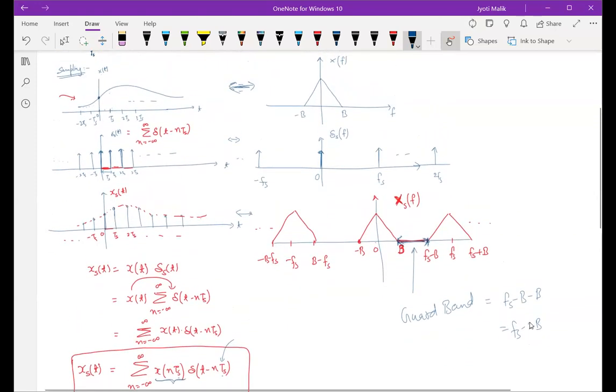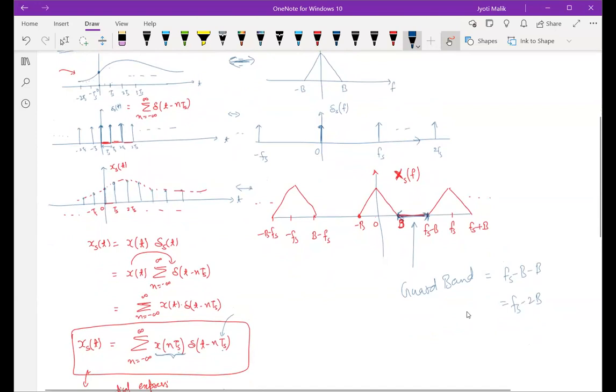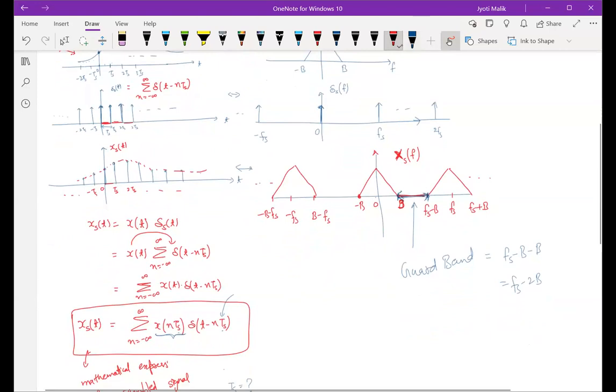Normally in the question, will they tell you the guard band, or do we have to calculate it? If you know the relation, it doesn't matter whether they ask you or give you. Here there are 3 parameters: guard band, sampling frequency, and bandwidth. Any 2 parameters they will give you, and the third one you have to find out using this relation. If they give only one, you can't solve it.